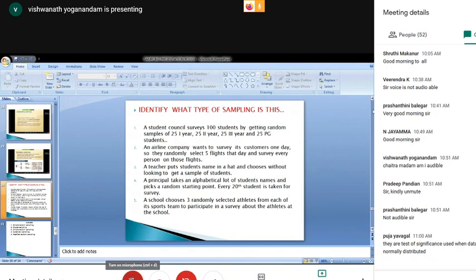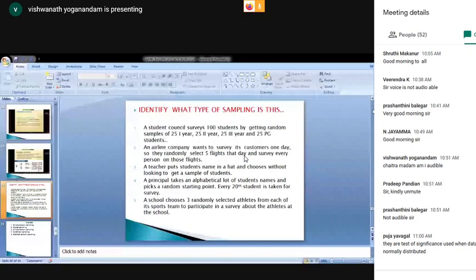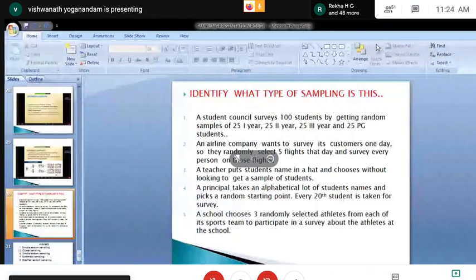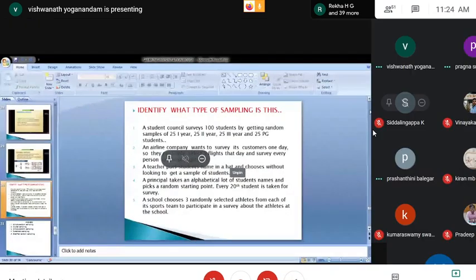If somebody knows the answer, you can tell me please. Stratified random sampling. Which one, ma'am, first or second? Second one, sir. Stratified random. Systematic it is. First one is systematic. For the second one, because they're selecting 5 flights on a random basis, it may be systematic, because systematically we need to go ahead. Okay. Let us see. Let me answer.